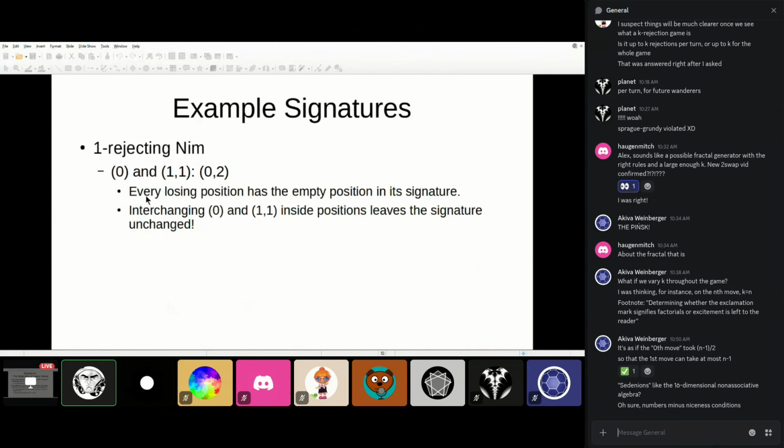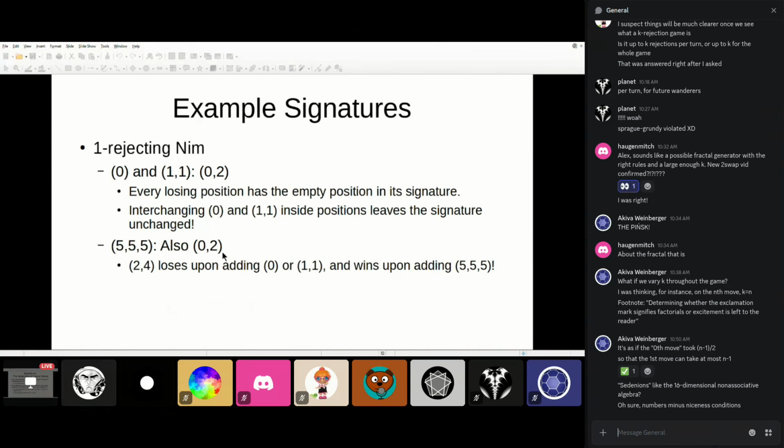So, as an example of how this fails, the position 3 heaps of size 5 has the same signature. If we add either 0 or 1, 1 to 2, 4, we get a losing position. But if we add 5, 5, 5 to 2, 4, that's a winning position.